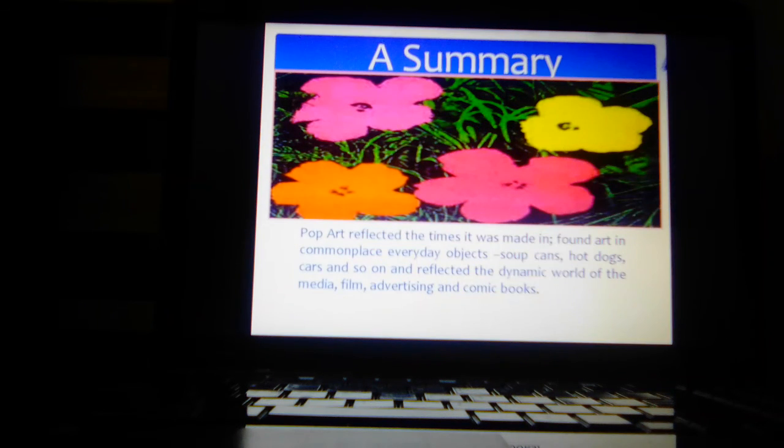A summary of pop art. Pop art reflected the times it was made in, found art in commonplace everyday objects, soup cans, hot dogs, cars, and so on, and reflected the dynamic world of the media, film, advertising, and comic books. In short, it is all the things we see in our day-to-day lives, just through different lenses: humorous lenses, sarcastic lenses, even pointless lenses that can only validate themselves.